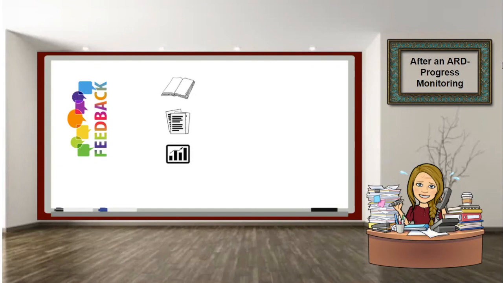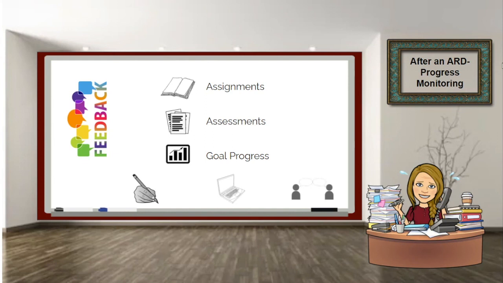After collecting data and progress monitoring, feedback should be given. It can be given on assignments, assessments, and goal progress. It can be in writing, virtually, or in person. It can be individualized to one person or given to a whole group. By providing targeted and meaningful feedback, it helps to hold students accountable, makes them realize you care about their progress, and provides them with actionable steps on how to develop their skills.